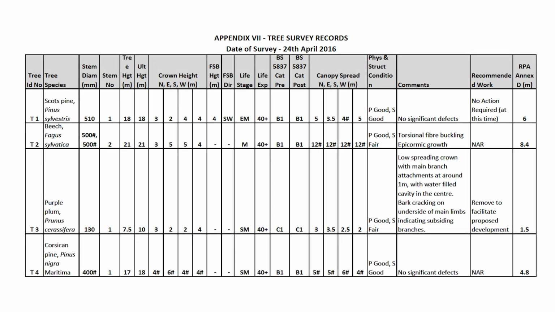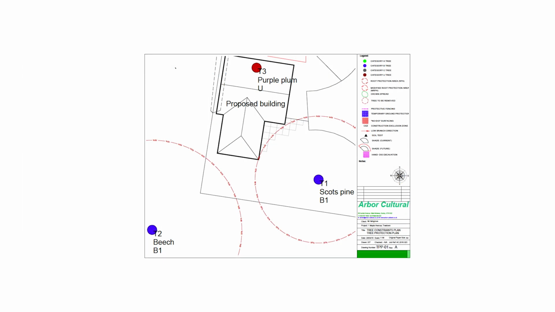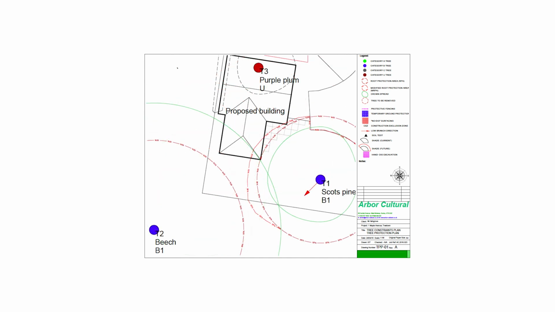These constraints are then plotted onto a tree constraints plan, which can be used as part of the design process to minimize the impact of the proposed development on the trees. Once the tree constraints have been plotted and the building design has been completed, then a tree protection plan can be produced identifying the location of any tree protection fencing or ground protection measures, along with any areas of hand tool excavation or no-dig construction.